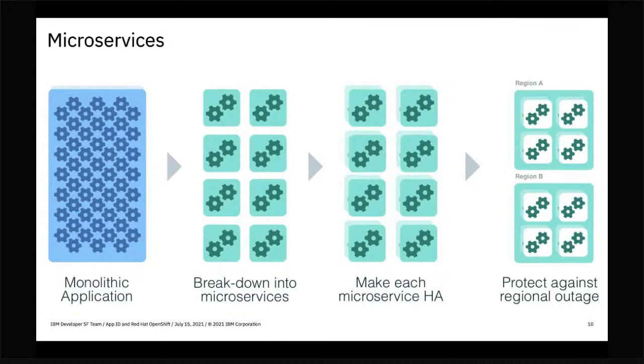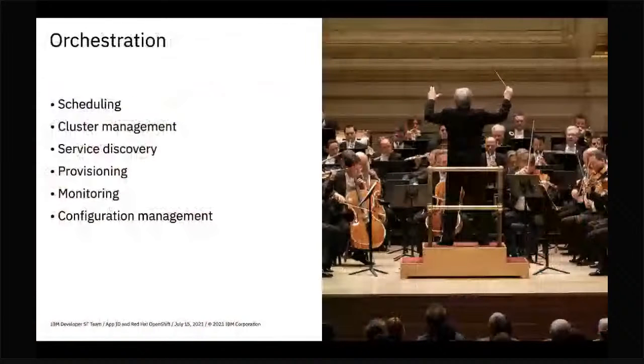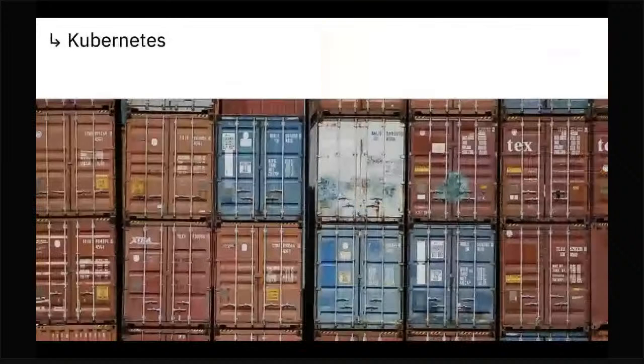But even when you create, let's say, a best-in-breed microservice application that's running on a containerized deployment infrastructure, you're going to run into some bottlenecks from a team perspective, right? How do you deal with all of these containers running in real time? And that's where the need for orchestration comes in. So orchestration deals with scheduling, cluster management, service discovery, provisioning all those containers, monitoring them, and then also monitoring the configuration of your cluster. And that's where Kubernetes comes into play.